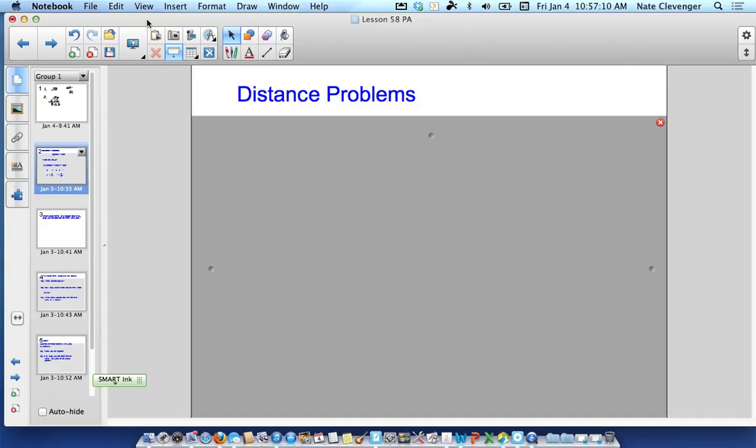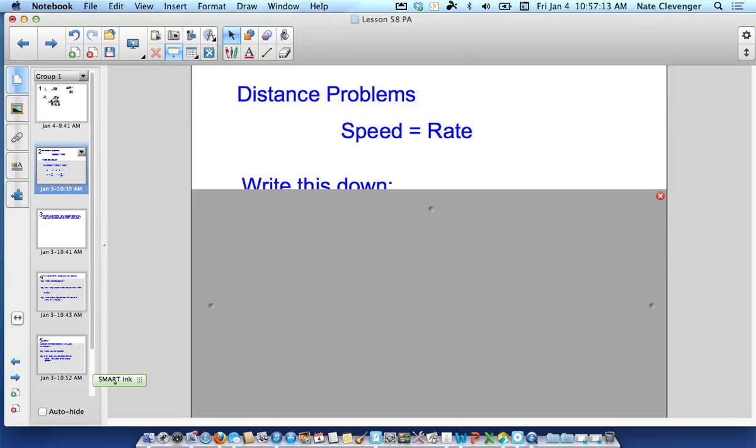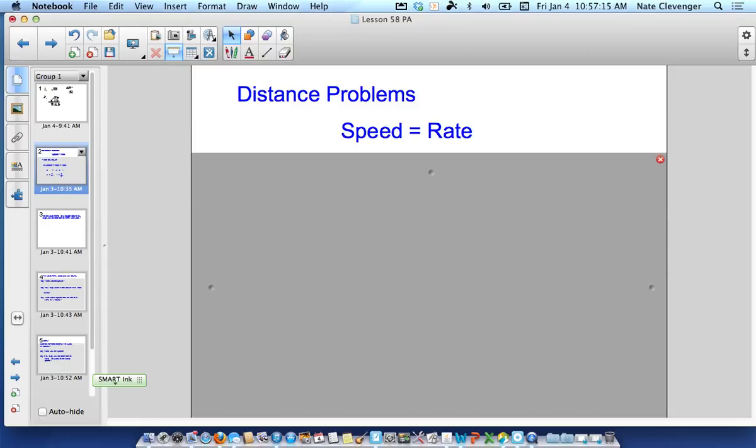Distance problems are dealing with speed, or as some people call it, rate. Most of the time in math, when we talk about rate, you're talking speed in terms of distance and time. Now, we also talk about rates being something else, but a rate in terms of speed is a comparison of how far you're going in a certain amount of time. That's why it's a rate. Okay? But speed is rate.